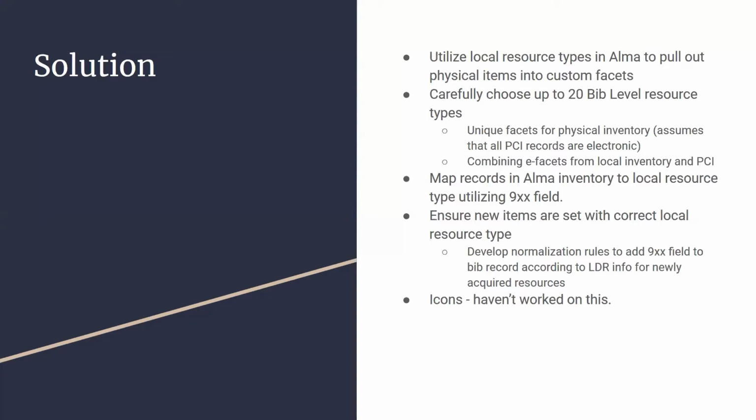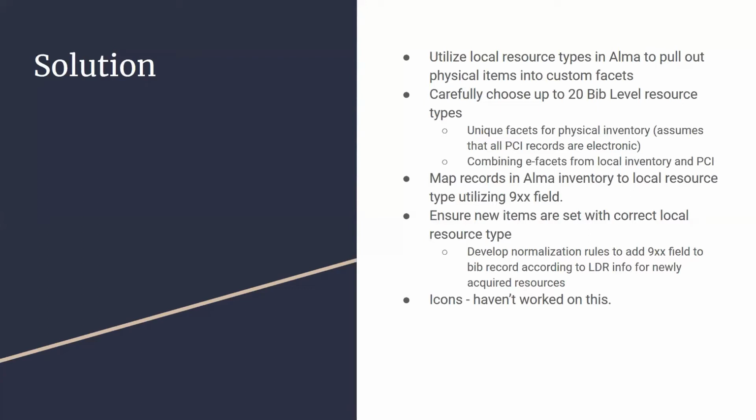The way we did this was we mapped all of our records in our local ALMA inventory using a 900 field. We used the 901 field with the subfield A, and we added the local resource type code into that field. Some of the things that you had to do, though, was to really plan out and think about what physical items you wanted to call out in facets and what you had in your collection.